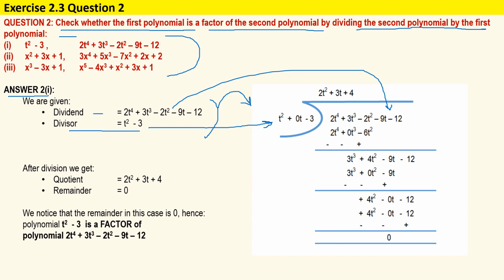You would notice that in the divisor we have added a term 0t because it helps in the spacing of the terms that we are using in different steps.